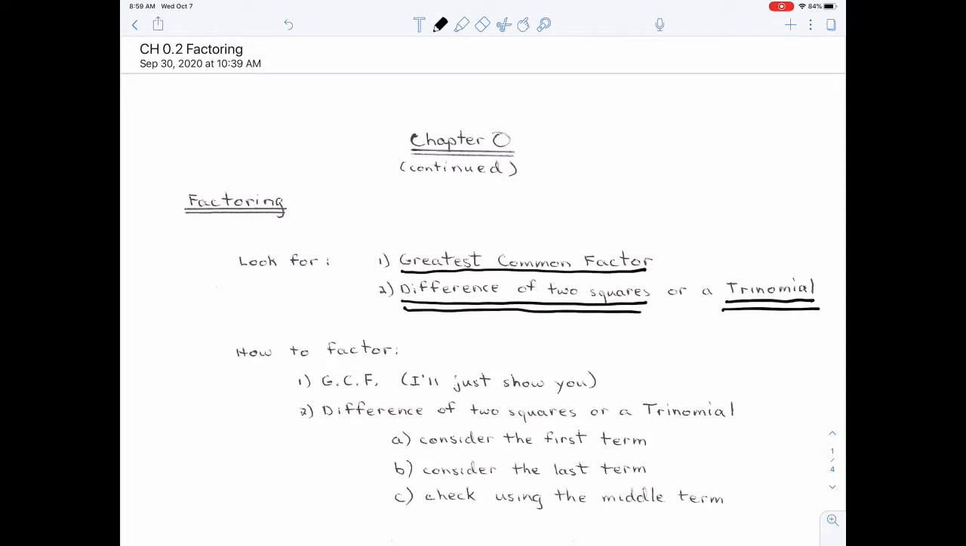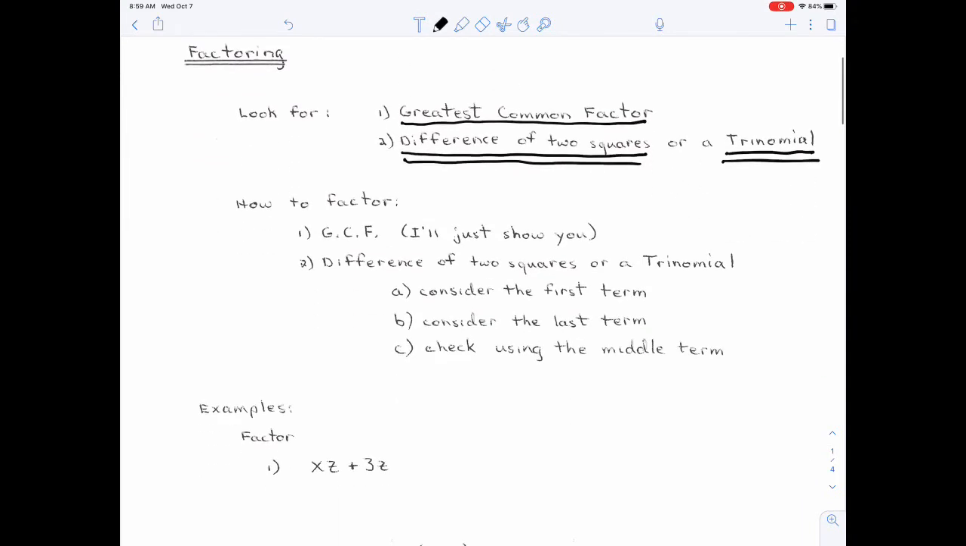So when you come and talk to me about factoring, I'm going to say, what do you look for? And your answer has to be greatest common factor. The second thing you look for is difference of two squares or a trinomial. Okay? Now, that's what you look for.